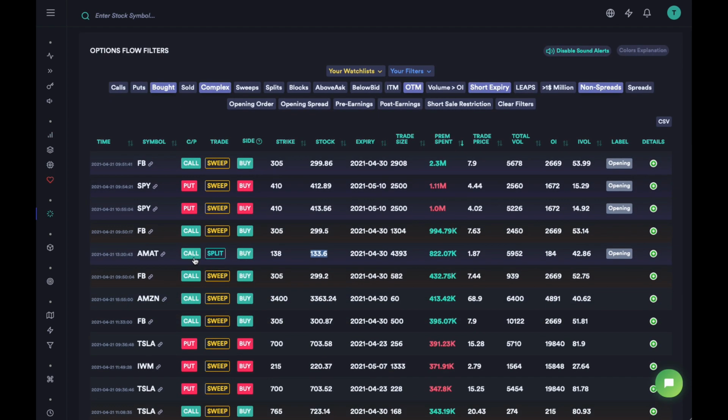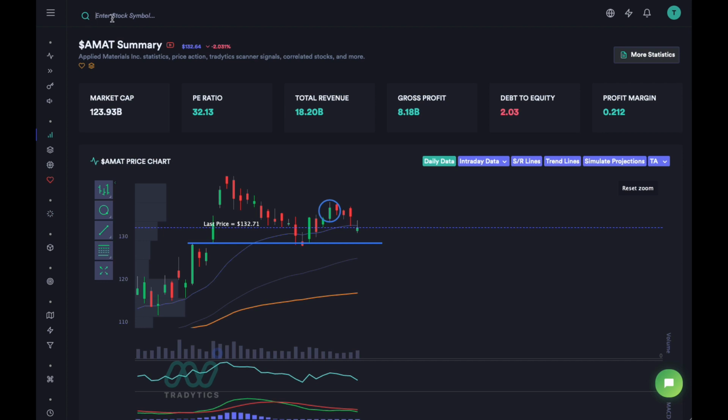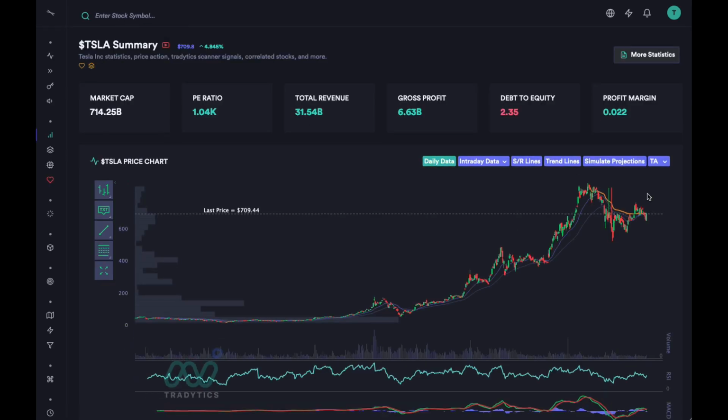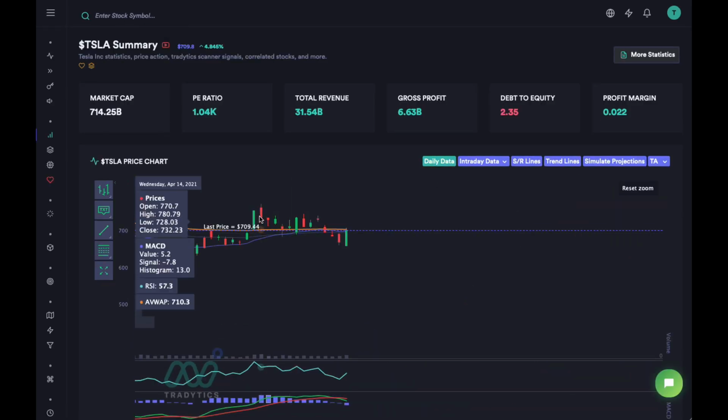Let's see, we have AMAT. Let's see Amazon. So Amazon is interesting. Tesla, we have a put. Let's actually see Tesla as well. So we just had 2 days, 21, 23. Let's see what happened to Tesla. Tesla is always tricky. So 21, you can see that 23, the low of the day was 715 and 7.